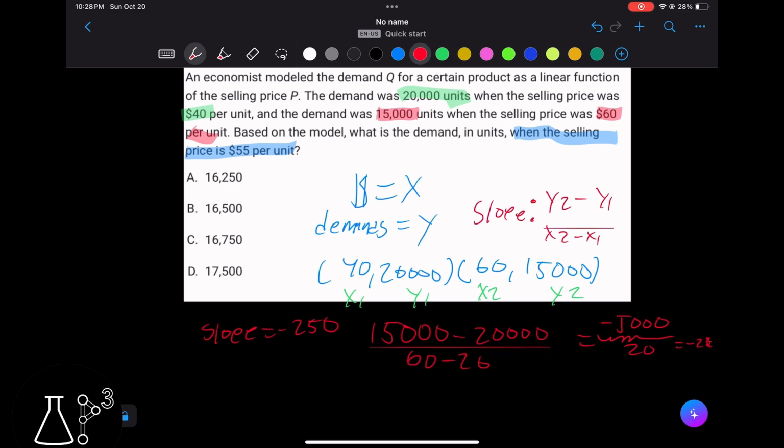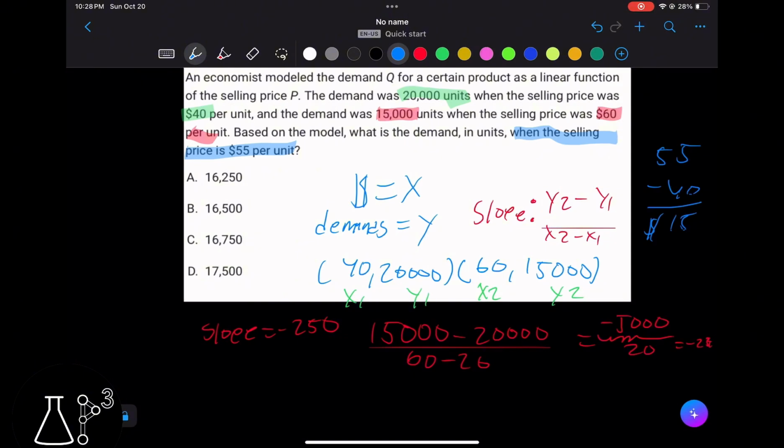So I have the slope. What can I do now to figure out how many units there are when it's $55 per unit? Let's look at our x values. Our original x value is 40, and we're looking for the selling price of $55 per unit. If I do 55 minus 40, I get 15. Therefore, we're looking for the value of demand when x increases by 15, when it increases to $55 per unit.